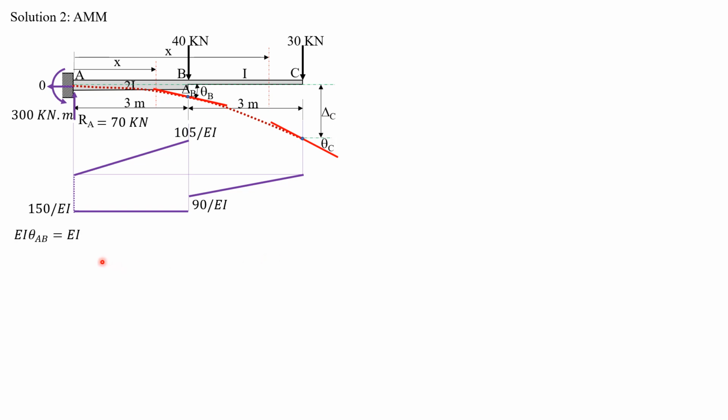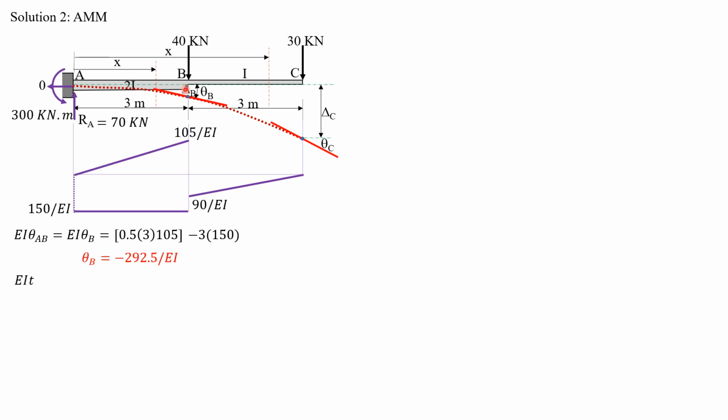So EI theta AB is the area between A and B. So it is equal to 1/2 of 3 times 105 over EI, 0.5 times 3 times 105. That's it. Then minus 3 times 150. So theta AB can now be computed, negative 292.5 over EI, which is the same as before.